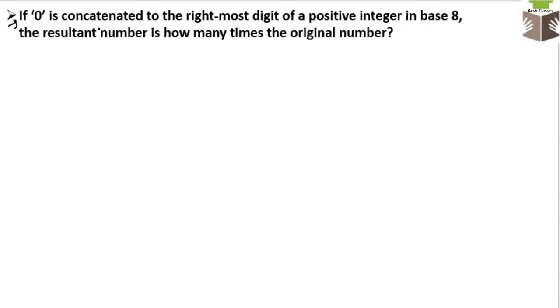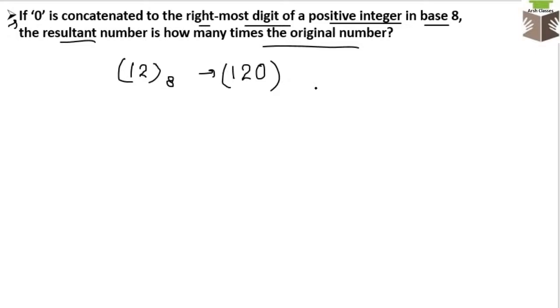So next, now this is an interesting question. If 0 is concatenated to the right of a positive integer in base 8, the resultant number is how many times the original number? Let us say for an example, there is a number 12, right? And if this is in base 8 and we basically write a 0 at the rightmost, and this becomes 120 in base 8. The question is that this number will be how many times this original number, right?